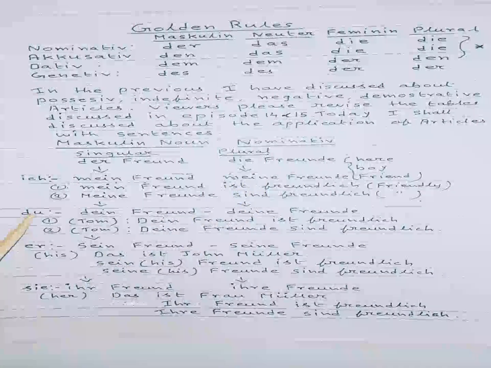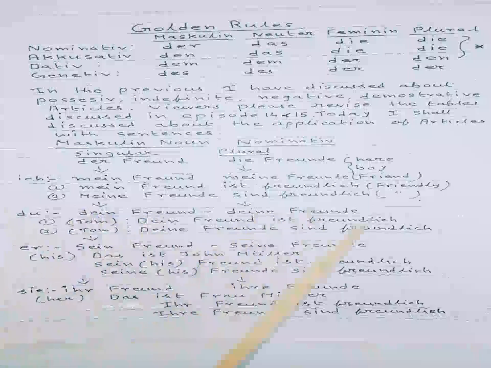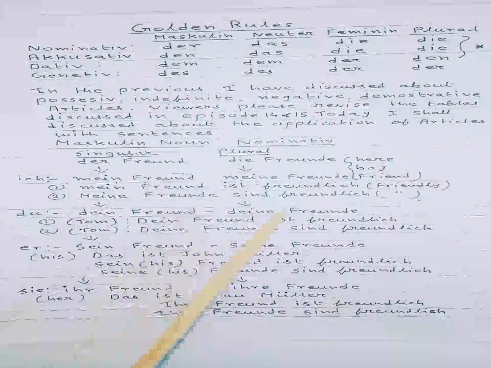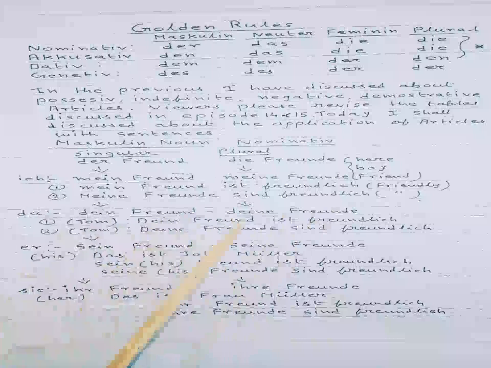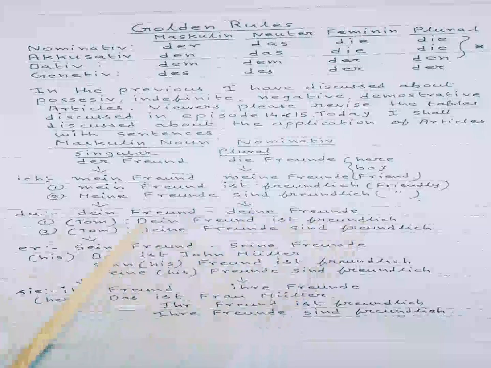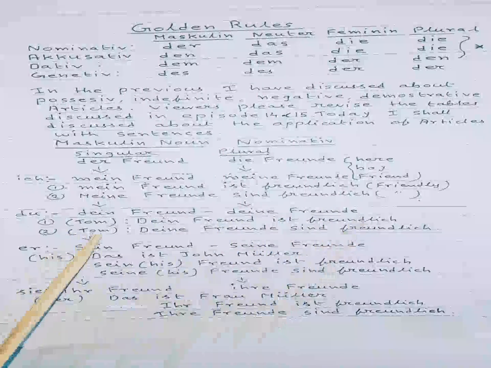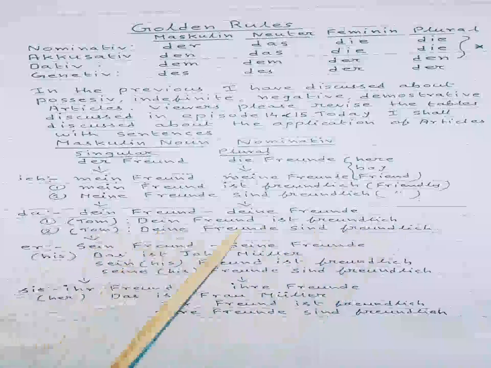Du means you, say informal. Tom, du. Tom, dein Freund, deine Freunde. Your friend, singular. Deine Freunde, your friends. Tom, dein Freund ist freundlich. Tom, your friend is friendly. Tom, deine Freunde sind freundlich. Tom, your friends are friendly.